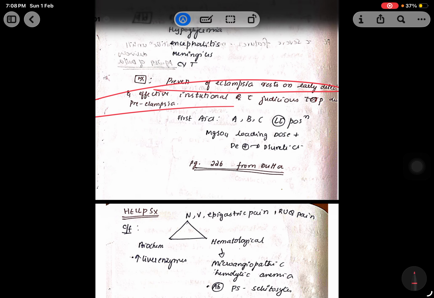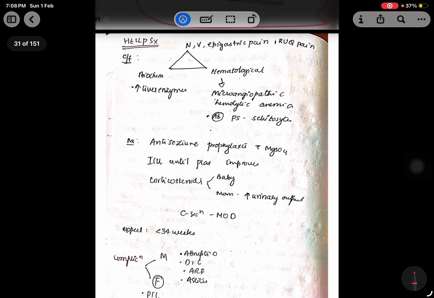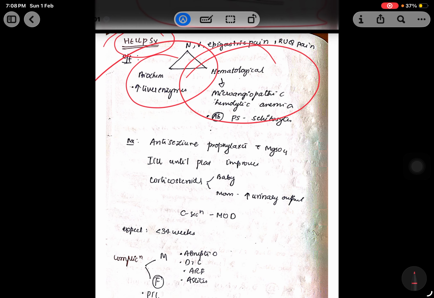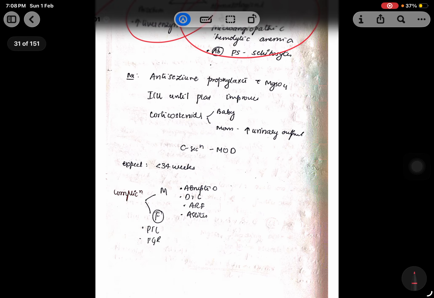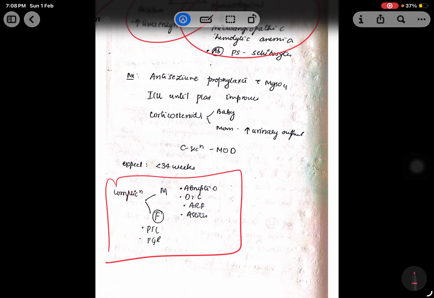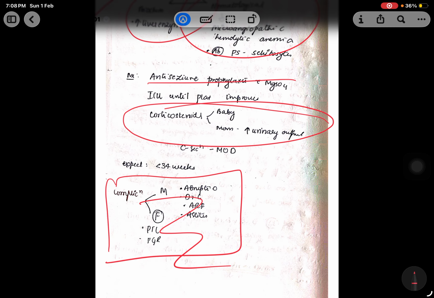You cannot wait until she develops eclampsia. So again, we will discuss this at the end as I explained earlier. This is about HELLP syndrome, which affects your hematological parameters and liver. Again we will discuss it. Make sure you remember the complications here, maternal and fetal. The major thing is you have to start anti-seizure prophylaxis. That's the major indicator of PIH. And also if you are planning to deliver, you have to start corticosteroid so that lung maturity is attained.